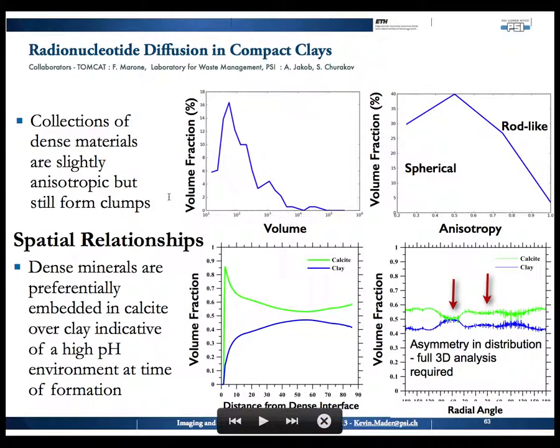But if you use a 2-point correlation function, you can then see, your phase A is the distance from the dense interface. And then your phase B can be calcite in this yellow curve and clay in this blue curve. And you see that right at the interface, you're surrounded much more by calcite than clay. And as you get further and further away, it sort of evens out.